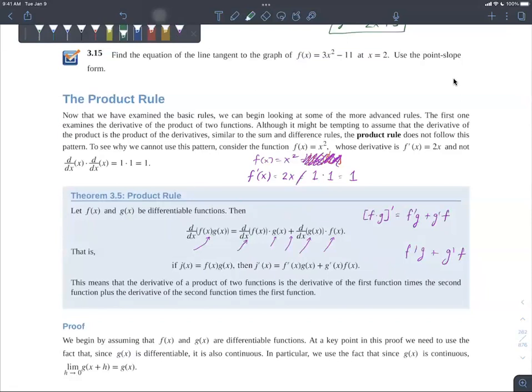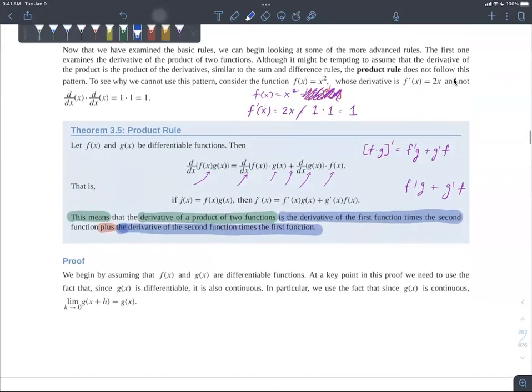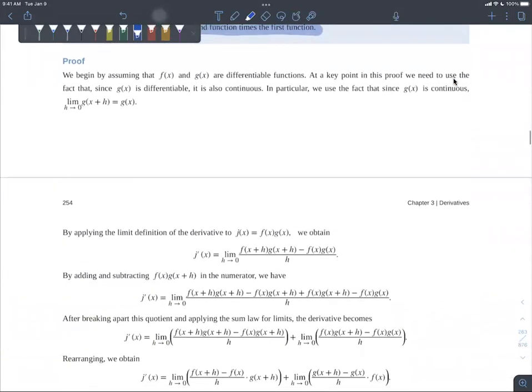So let's go ahead and read. This means that the derivative of a product of two functions is the derivative of the first function times the second function plus the derivative of the second function times the first function. Okay, so f'g + g'f. Now, this is a very interesting proof here.